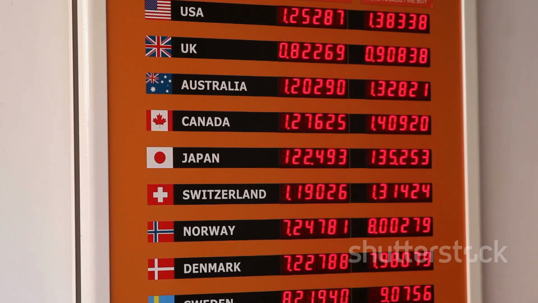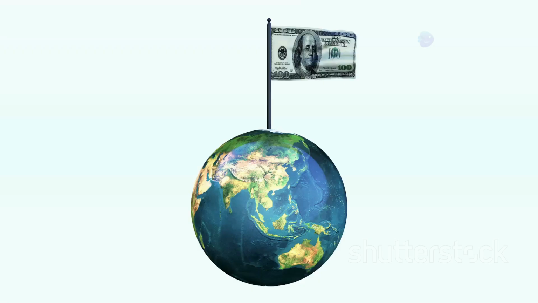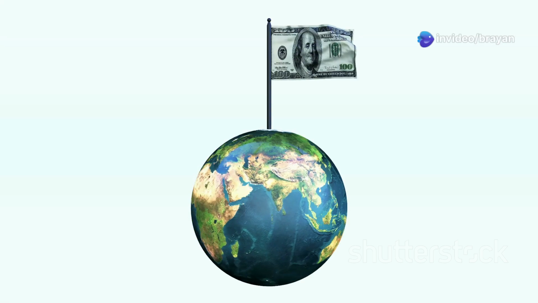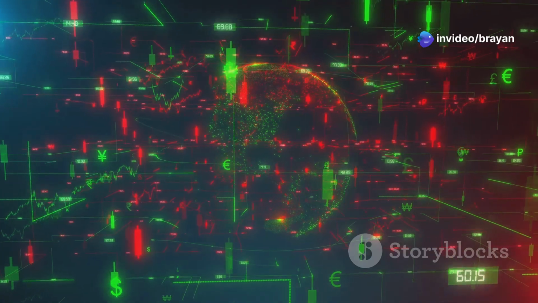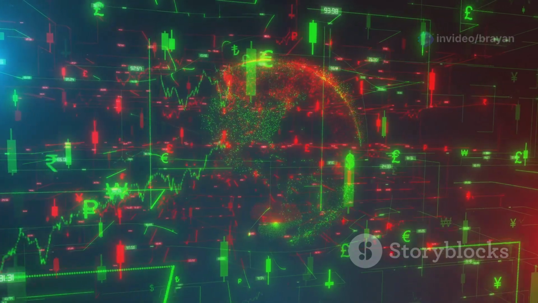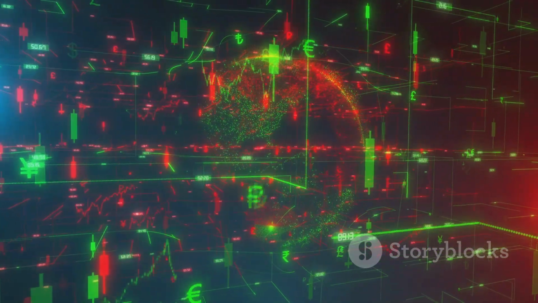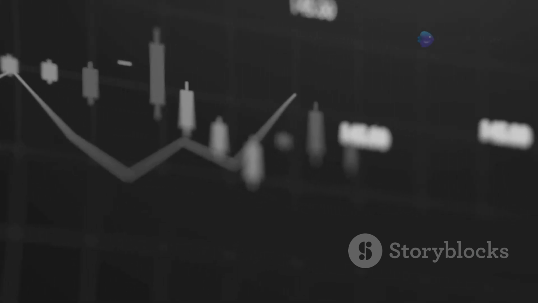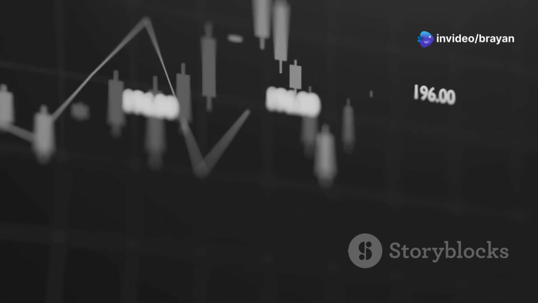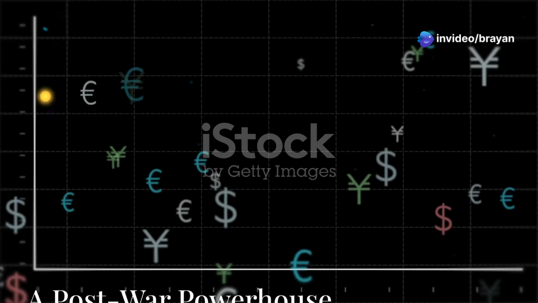When the dollar is strong, it can be more expensive for other countries to buy things from the US. Conversely, a weak dollar can make US goods and services more attractive to international buyers. Understanding the dollar's role in the global economy is crucial for anyone interested in finance, trade, or international relations. Its value and stability have far-reaching consequences for businesses, investors, and policymakers worldwide.